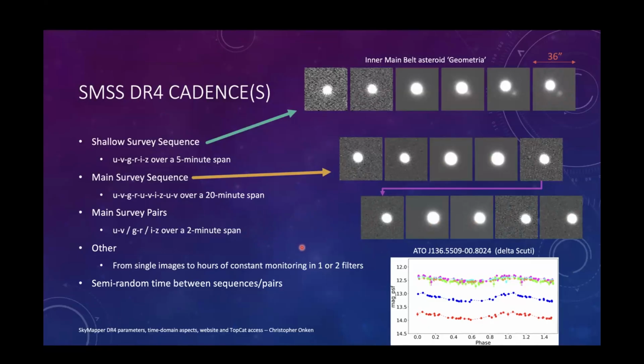The other observations that made it into SkyMapper DR4 come from a wide range of observation cadences, from single images to monitoring a single field for hours on end. And so the distribution of the observations of a single source that you're interested in will vary both by filter and also by sky position.